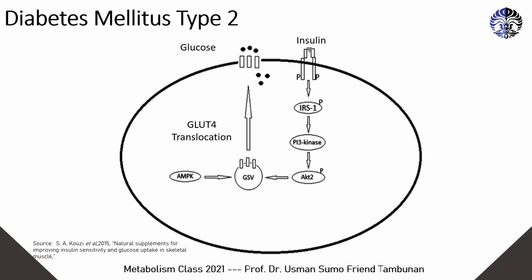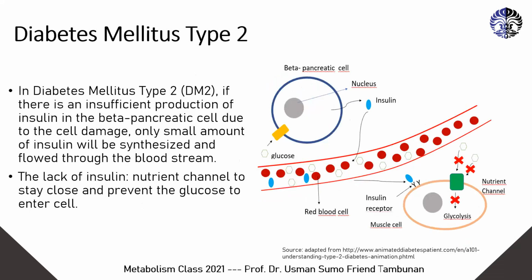As insulin binds to the receptors, it will cause a series of reactions. This reaction will eventually open the nutrient channel. As it opens, the glucose will enter the cell. In diabetes mellitus type 2, if there is insufficient production of insulin in the pancreatic beta cells due to cell damage, only a small amount of insulin will be synthesized and flow through the bloodstream. The lack of insulin can cause the nutrient channel to stay closed and prevent glucose from entering the cell.